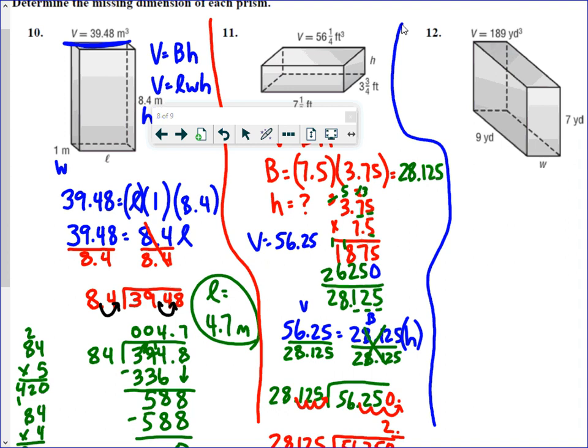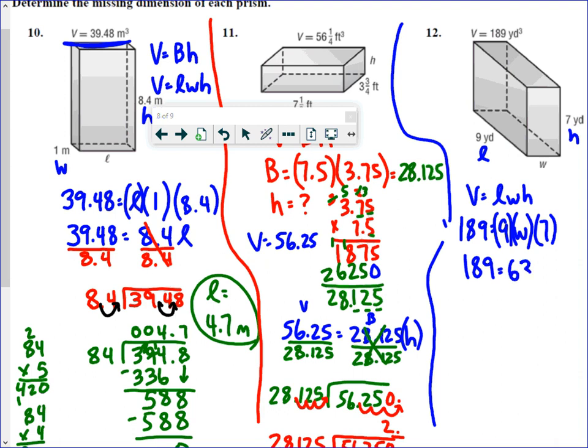So we've got our volume, but we don't have the base area. We have the length and the height. So I'm going to do volume is equal to length times width times height. They give us our volume, 189. Everything's already up there, so I don't need to rewrite it all. So 189 is equal to 9W times 7. So 9 times W times 7, which is 63 times W. So 189 is equal to 63W.